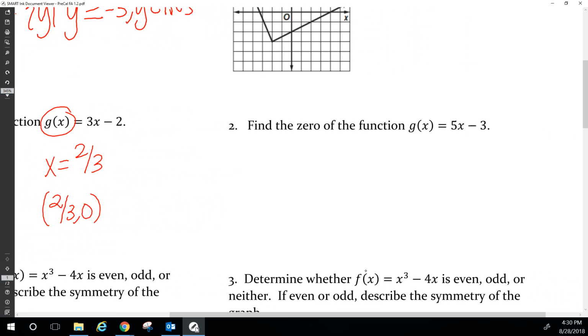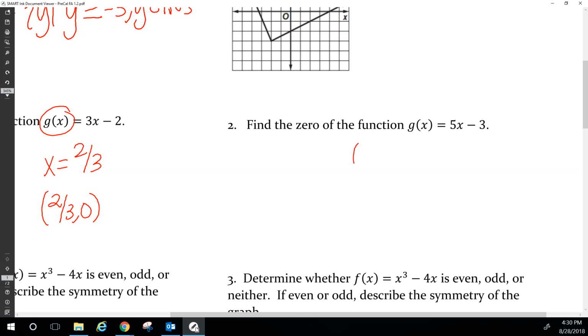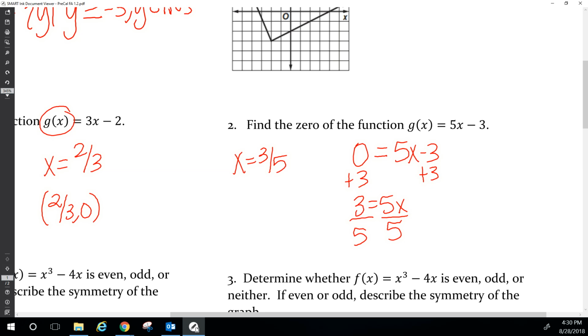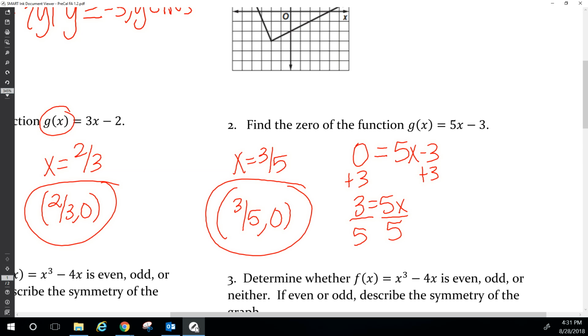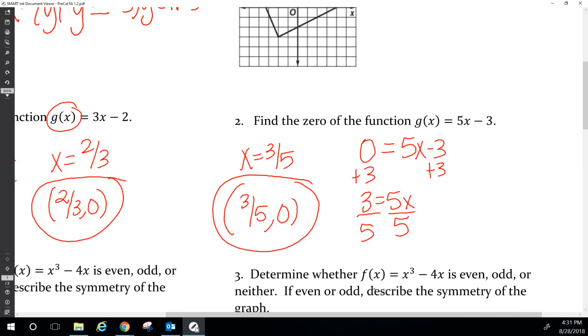All right, looking at the 0 on the other version, if you have the other version, it would be 0 again is equal to 5x minus 3. Adding 3 to both sides, 3 is equal to 5x. X is equal to 3/5. Again, that's a line. I don't want to see that. What I want to see is 3/5 for x, 0 for y. That's a point. Your 0 should be a point. Your y-intercept should be a point.